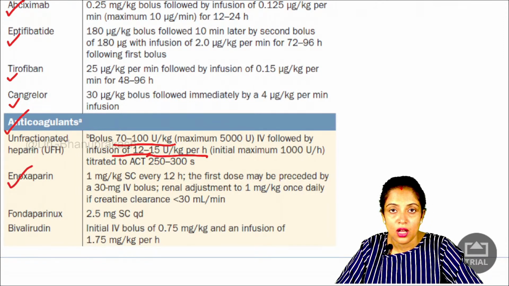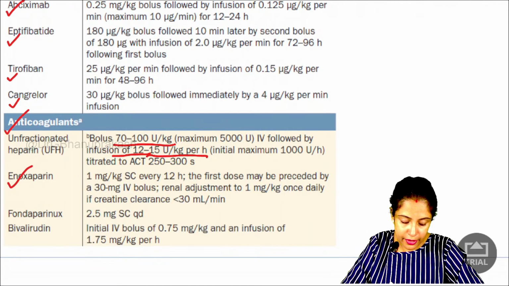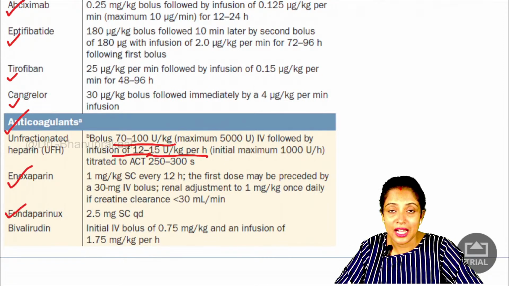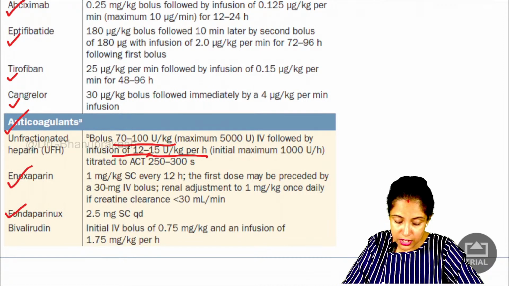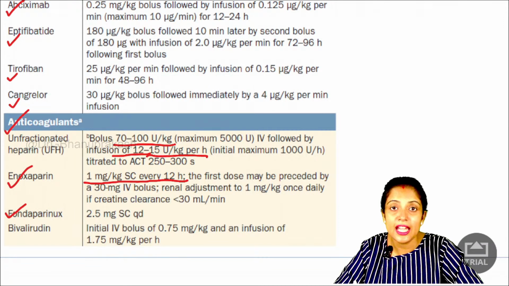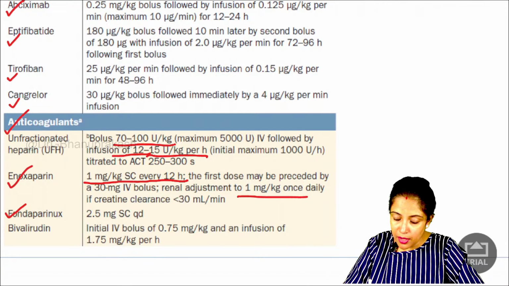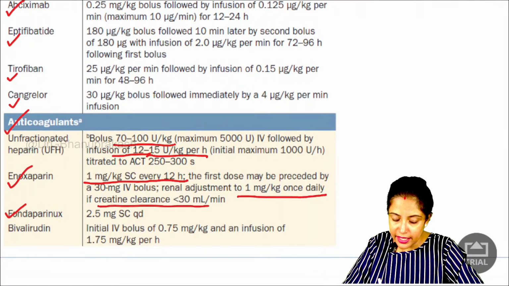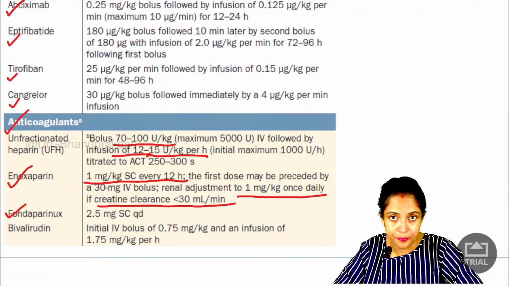Enoxaparin is also a preferred drug. In clinical practice we use enoxaparin or fondaparinux. Enoxaparin is usually given at a dose of 1 milligram per kg 12 hourly. Remember that, it is easy to remember the dosing: 1 milligram per kg subcutaneously twice daily. But if the patient has renal insufficiency and the GFR is below 30, once daily dose, 1 milligram per kg once daily if creatinine clearance is less than 10.